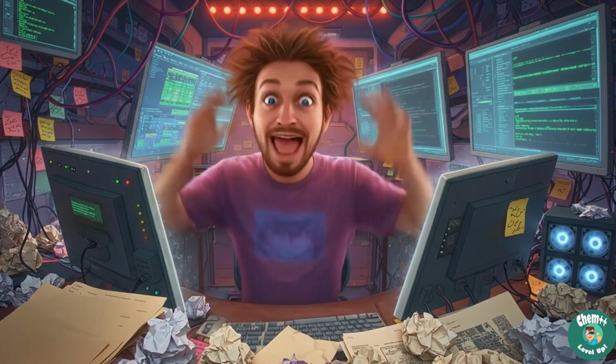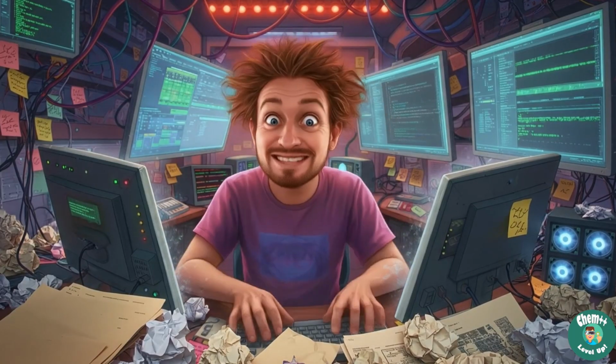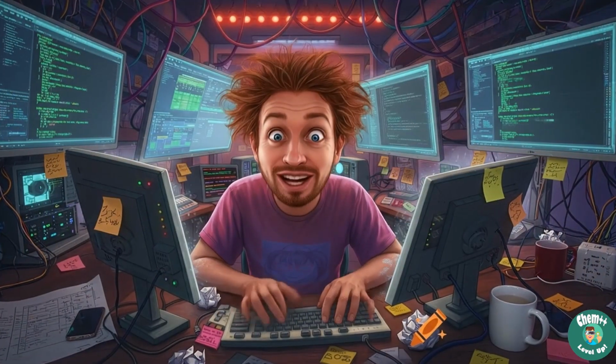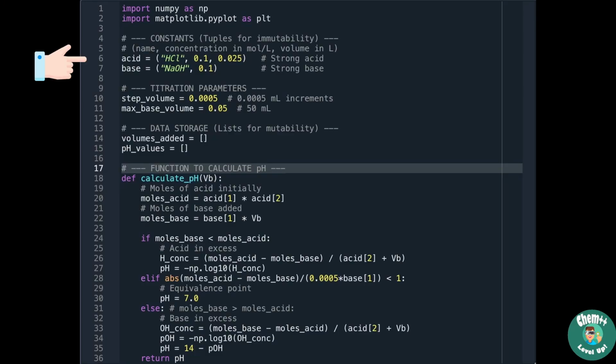We start by defining our chemical universe using data structures we already know. Tuples! Why choose tuples over lists here? Because our starting experimental design shouldn't change mid-run. Tuples are immutable. They cannot be altered accidentally by a rogue line of code later on. Our acid tuple stores the identity, concentration in molar, and volume in liters. Notice we use 0.025 liters instead of 25 milliliters right here, so our SI units match up perfectly for standard molarity calculations later.